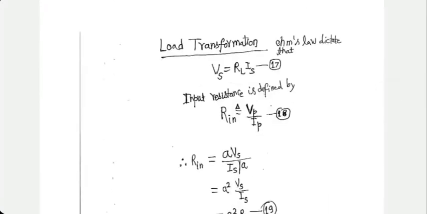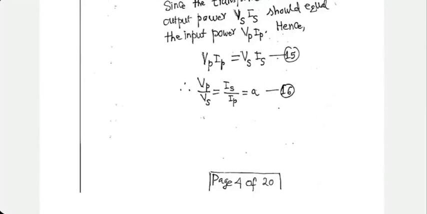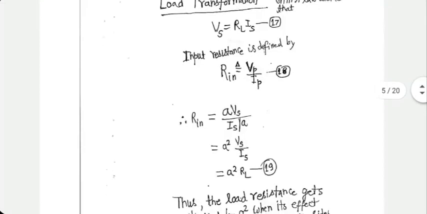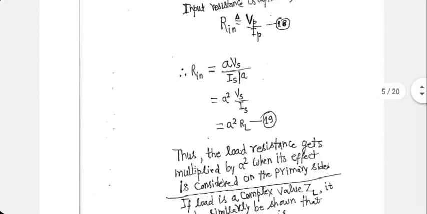And input resistance is defined as Vp divided by Ip. Vp is A times Vs. Ip is Is divided by A. We have seen that already, right? So using those two here, what I get is Rin equal to A square multiplied by Vs divided by Is. And Vs divided by Is is the RL value. So input resistance is A square multiplied by the load resistance. Ideal case, of course, lossless situation.